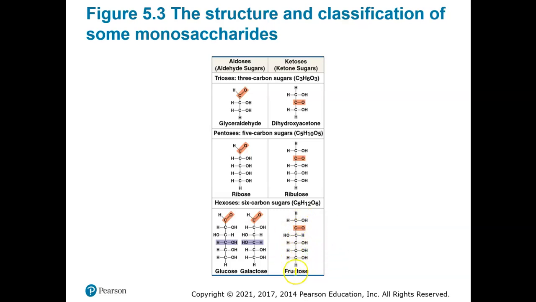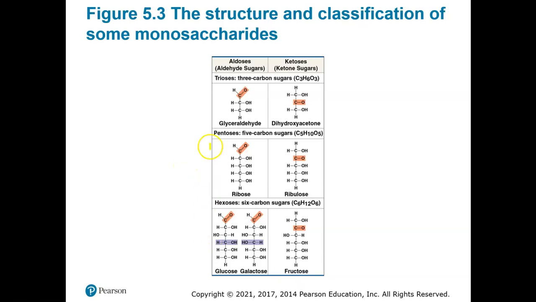Fructose is a 6-carbon sugar, or a hexose, which is also a ketone because the C double bonded to O is in the middle instead of on the end of the molecule. So glucose is an aldehyde and fructose is a ketone.